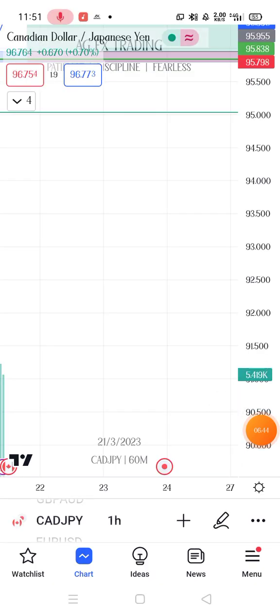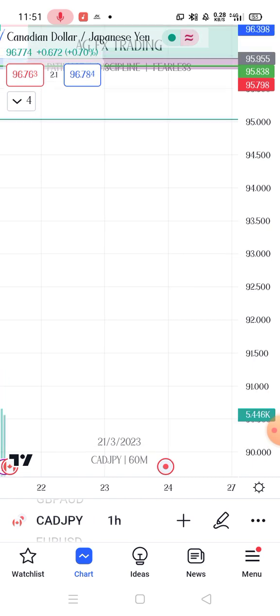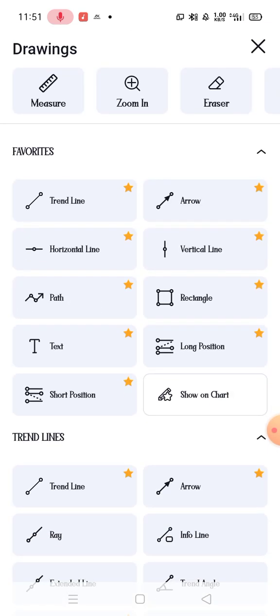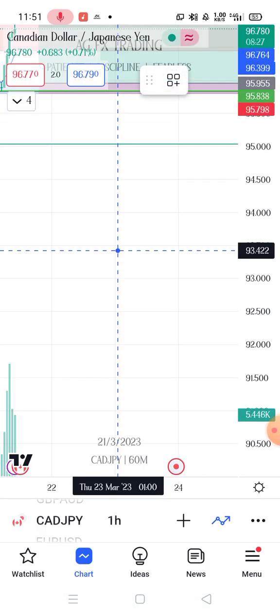All right, we are on my TradingView right now, and the first thing you want to learn is to identify an uptrend or a downtrend. That's the first thing you want to identify.